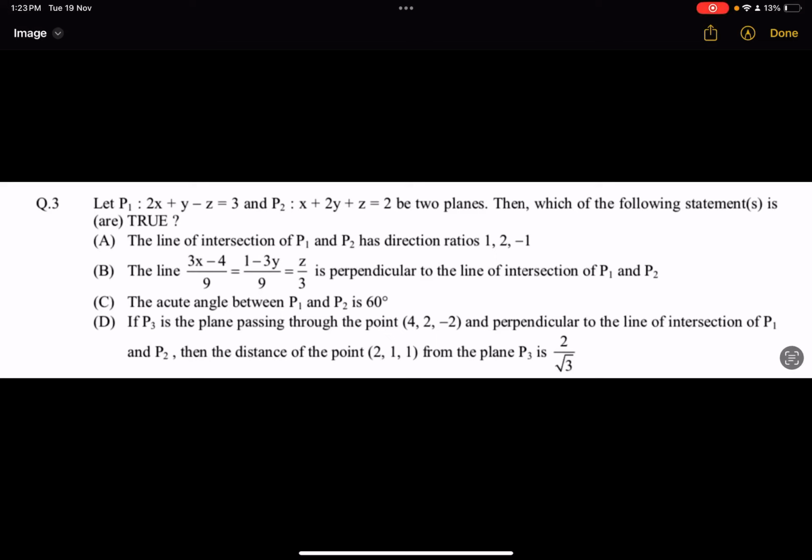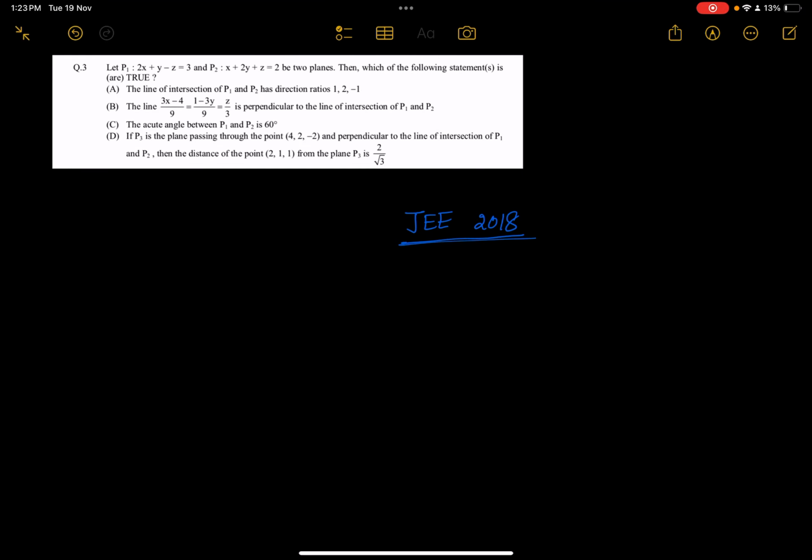So this is a question that is taken from JEE Advanced 2018. The question is from the topic 3D geometry. In my opinion, these are the questions which you should look for in your question paper. Generally, the questions from vectors and 3D geometry will be easy most of the times. So the same goes with this question.